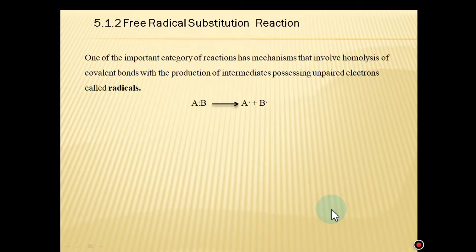Now we are discussing the next type of substitution reaction, which is called free radical substitution reaction. One important category of reactions has mechanisms that involve homolysis of covalent bonds with the production of intermediates possessing unpaired electrons, called radicals. Like AB, a covalent compound, there is a homolytic cleavage forming A dot and B dot. This dot shows the unpaired electron, which is called a free radical.